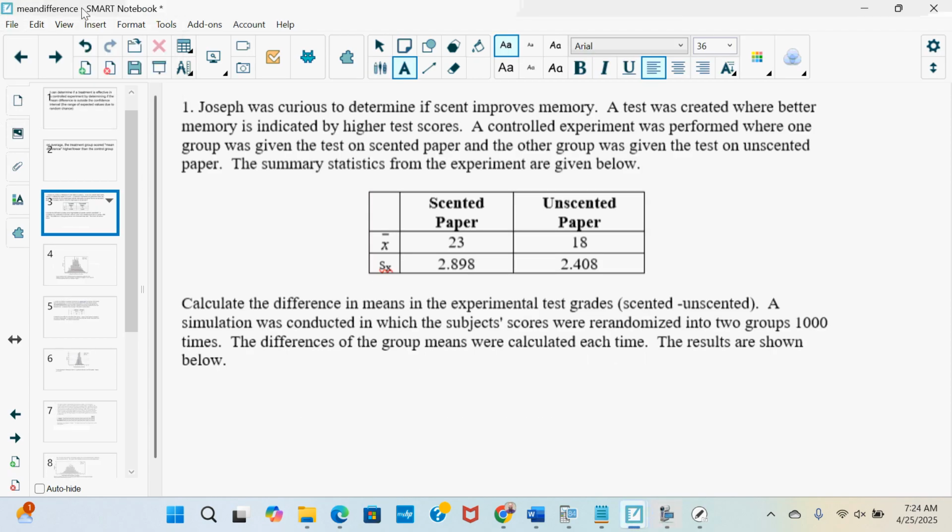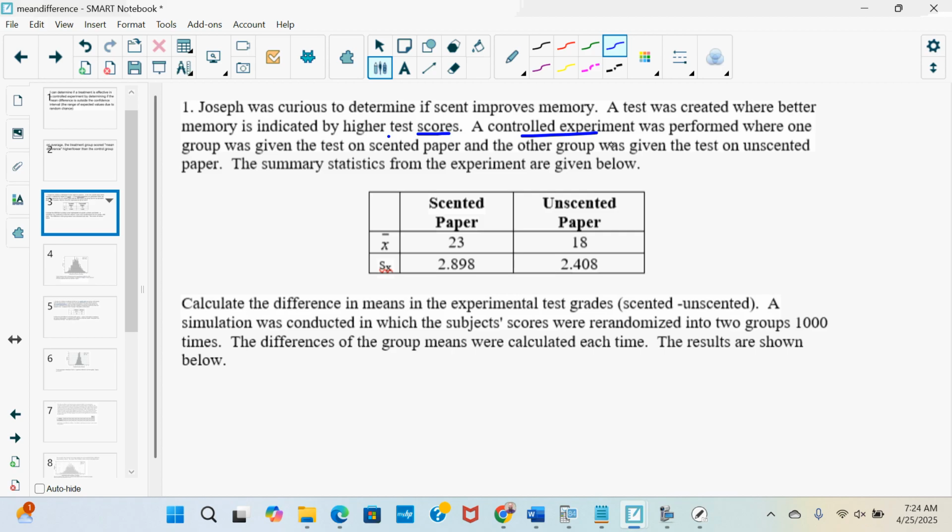The first step is to find the mean difference in determining if a treatment is effective. Joseph was curious to determine if scent improves memory. A test was created where better memory is indicated by higher test scores. A controlled experiment was performed where one group was given the test on scented paper and the other group was given the test on unscented paper. The summary statistics from the experiment are given below.